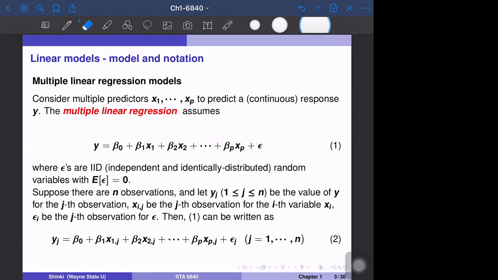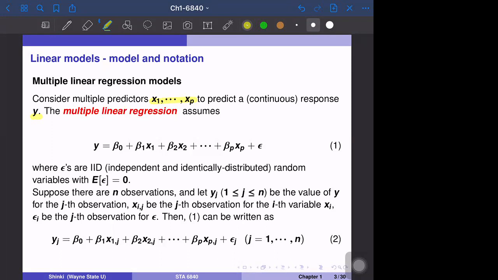Hi everyone. So now we discuss linear models. That means multiple linear regression models. So think about multiple predictors x1 to xp. These are variables. For example, x1 is the percentage that people voted for Gore, and x2 may be the percentage of African American. And let y be the response variable. So y is a variable that we want to explain. For example, y is the undercount percentage.